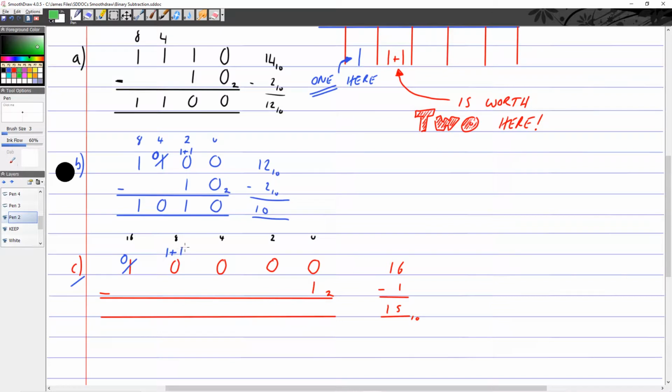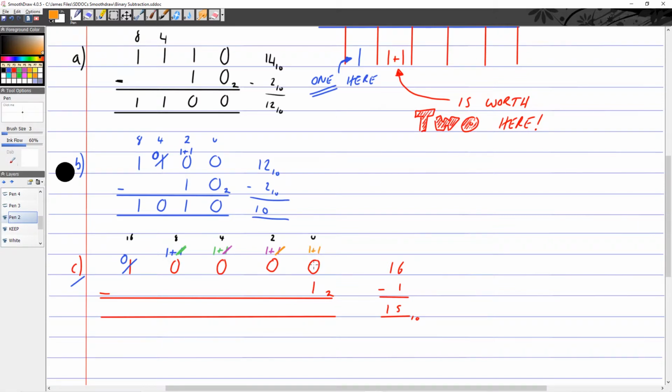So we're going to take one of those 8s, so that's gone, and that is worth 2 lots of 4. Then we're going to take one of those 4s, and it's worth 2 lots of 2. And we're going to take one of those 2s, and that is worth 2 lots of 1. So now we can get going.